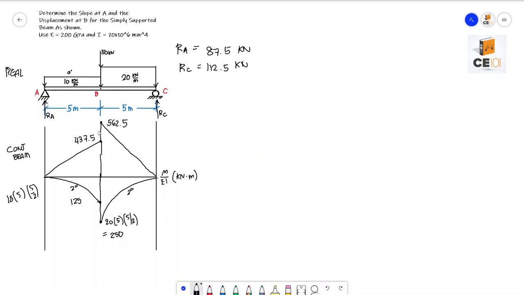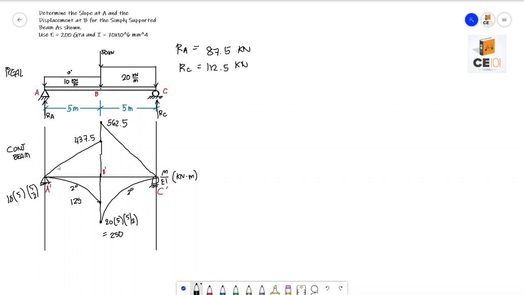So, ang kagandahan sa simply supported beam is hindi na natin mababago masyado yung real beam pagdating sa conjugate beam. Kasi yung support dito mismo is support na rin ng conjugate beam mismo. So, ito will be pin pa rin and ito will be roller pa rin. So, yun yung kagandahan pag simply supported sa conjugate beam. So, ito is yung A prime and ito yung C prime. So, ito pa pala is B prime.